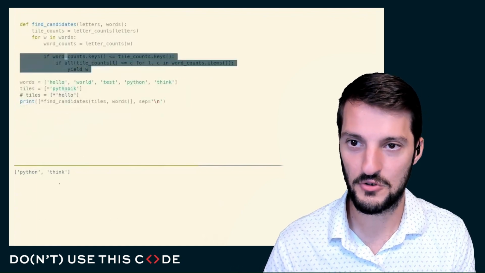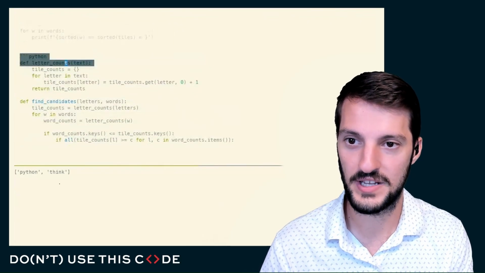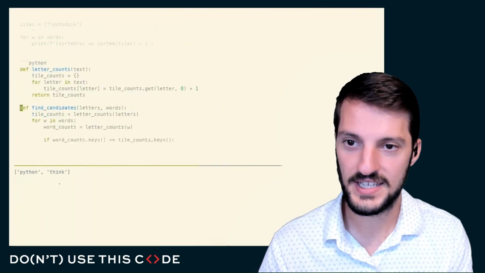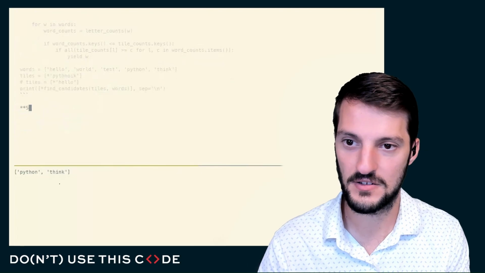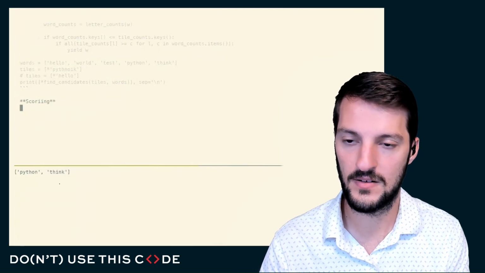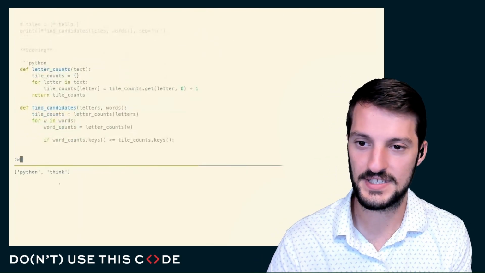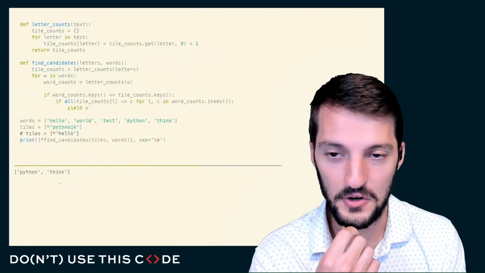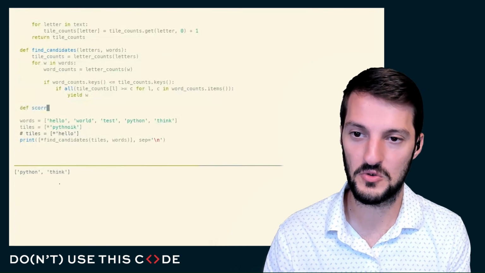So let's go ahead, we'll grab the code that we are working with so far, and we'll move to our next cell. In this case, I want to add a little bit of the rules for scoring. So let's call this scoring here. We have a function that gets the count of each letter. We have a function that will find all of our potential candidates. And now we want to figure out how to score these things.